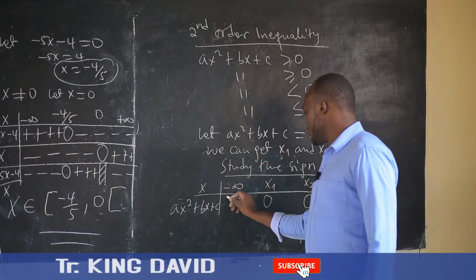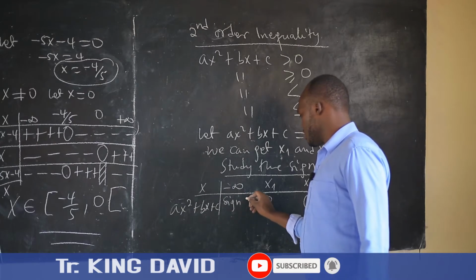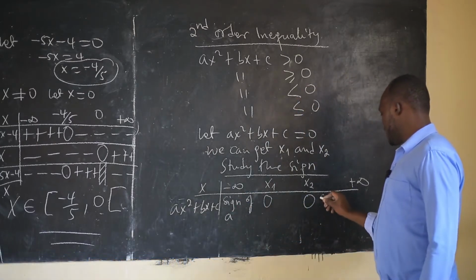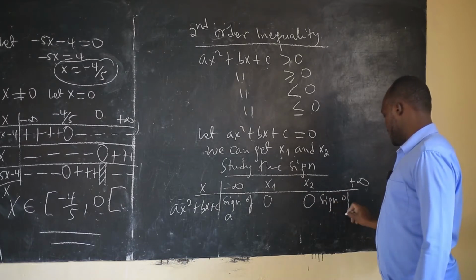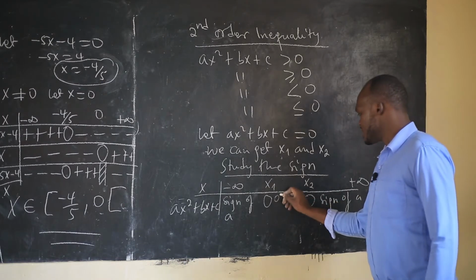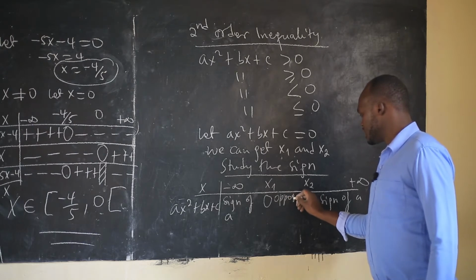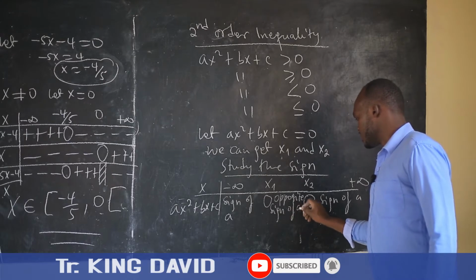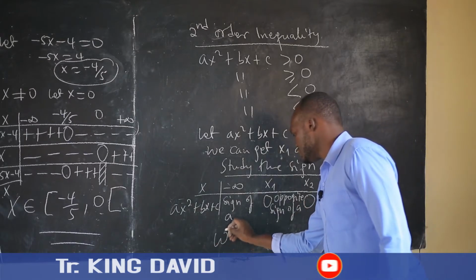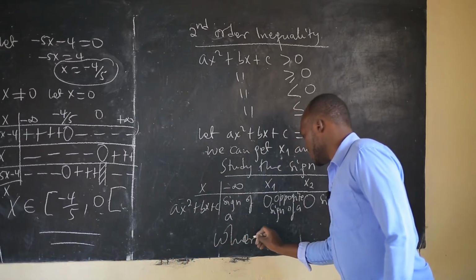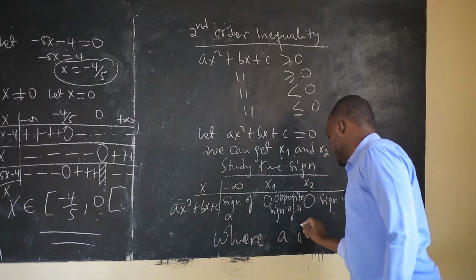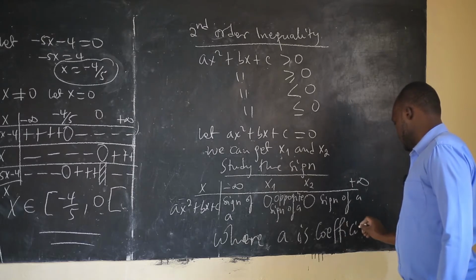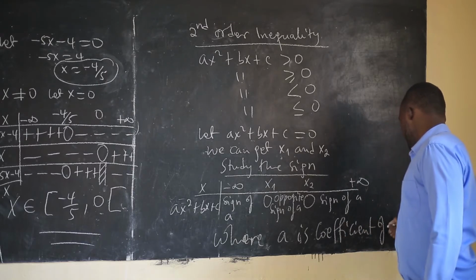So here it is the sign of a. You put there the sign of a, where a is the coefficient of x squared. Even here we put there the sign of a. So here we put there the opposite sign of a, where a is the coefficient of x squared.